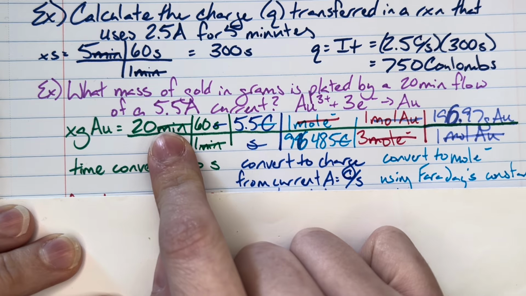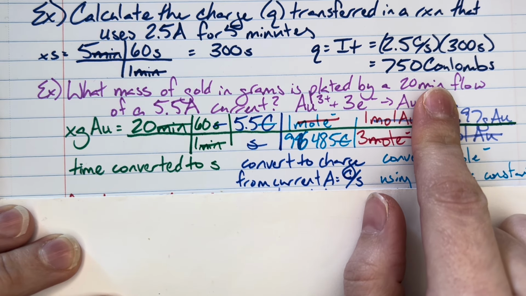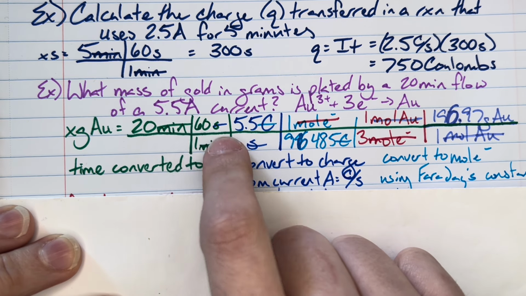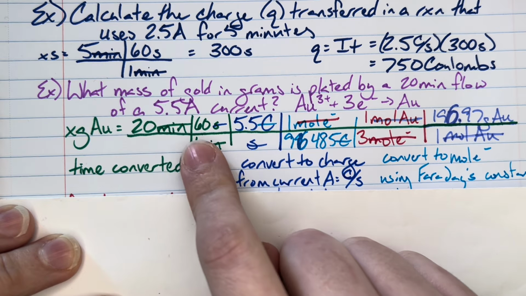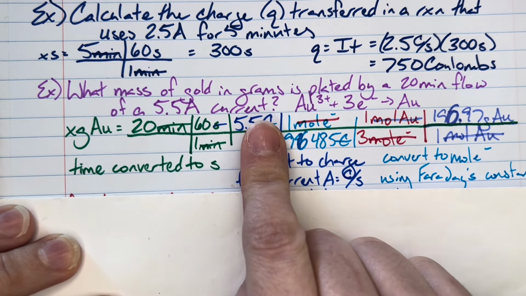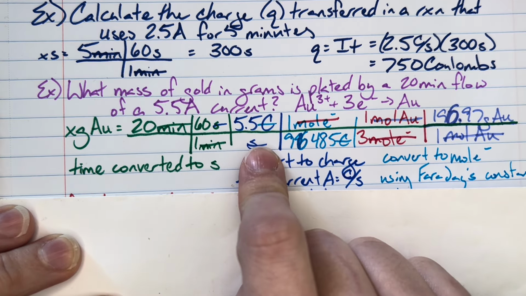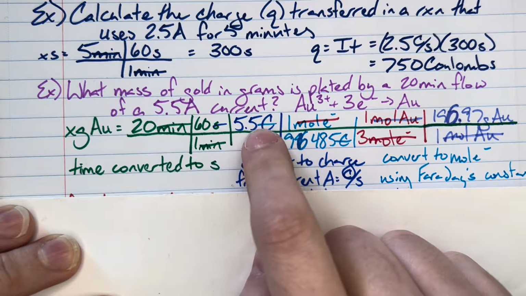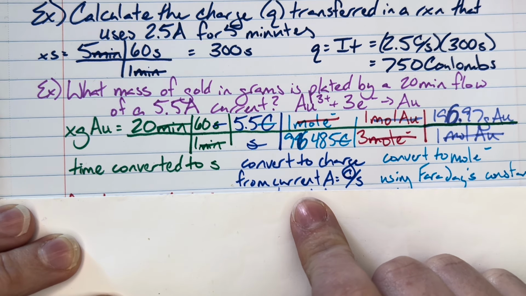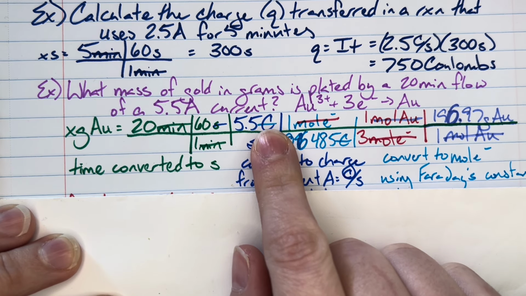First up, I can see that 20 minutes is an inappropriate unit, so I'm going to convert out of minutes and into seconds. That's the very first thing that I do. Once I have converted into seconds, I can multiply that by my current, which was 5.5 amps, otherwise known as 5.5 coulombs per second. Seconds will then cancel out. That leaves me with coulombs.